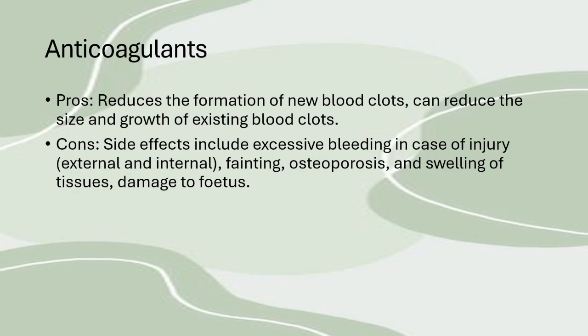So now, what are the pros and cons of anticoagulants? Pros, it reduces the formation of new blood clots, and that can reduce the size and growth of existing blood clots. So what are the cons? Well, unfortunately, the side effects include excessive bleeding because, well, the main function of blood clots is to prevent bleeding, right? So if there's a reduction in the growth of existing blood clots and reduction in the formation of new blood clots, it means you're going to bleed more in case of an injury. And in terms of injury, this applies to both external and internal.